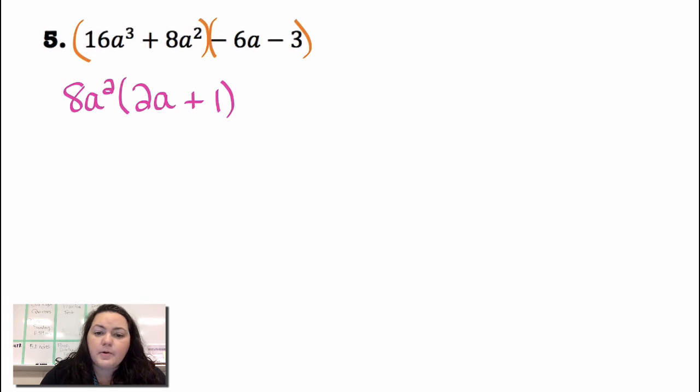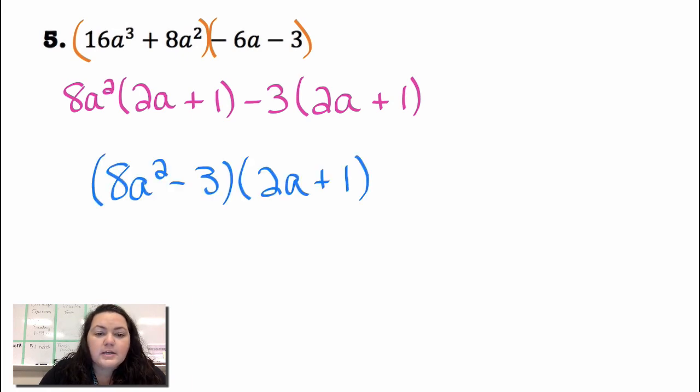In the next group, I'm going to pull out a negative 3. So when I pull out a negative 3, negative 6a divided by negative 3 is going to give me positive 2a, and negative 3 divided by negative 3 is going to give me a positive 1. So my factors are 8a squared minus 3 and 2a plus 1.